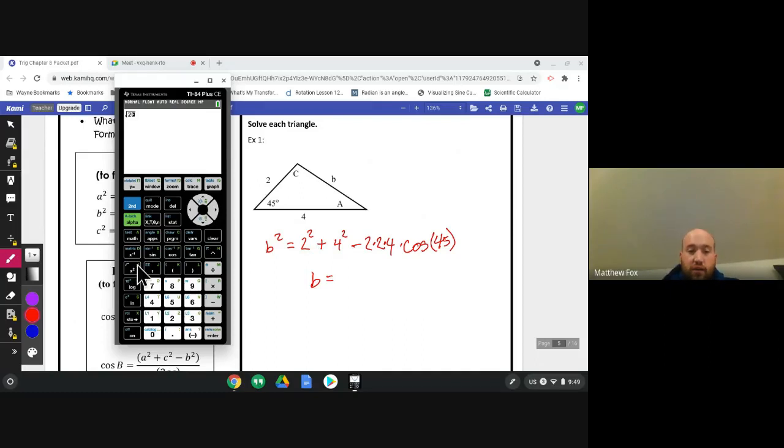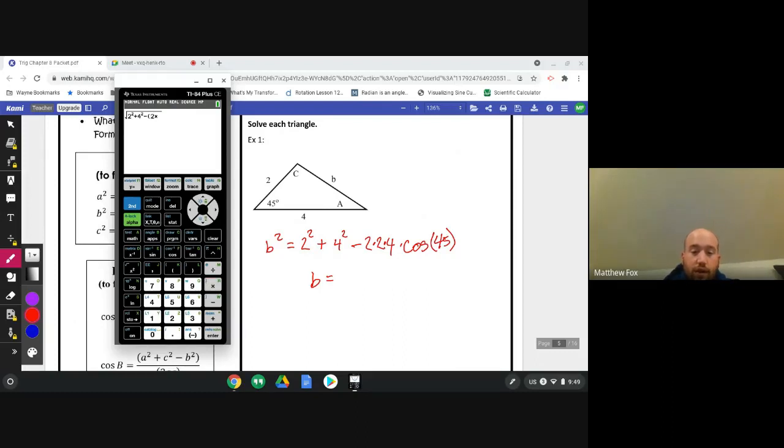And now we have 2. Now right here, this x squared will come in handy on this formula. Do you see how that squares it automatically? Plus 4 squared, and then minus whatever we have here. So I'm going to put this all in parentheses.